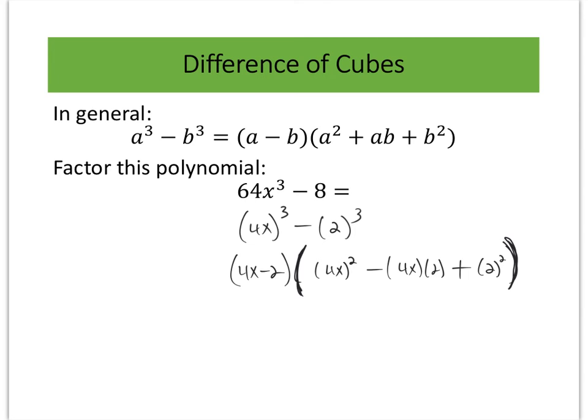So just quickly double check that your setup is good here, and that A is 4x and B is 2. And check this final answer here in factored form. So you factor this polynomial down to 4x minus 2 times 16x squared minus 8x plus 4. Kind of procedural, yeah? Hopefully you have these written down. And then there's one more. There's one more that we're going to do.